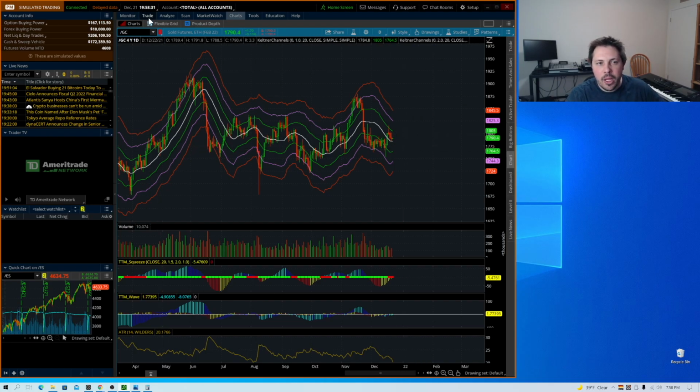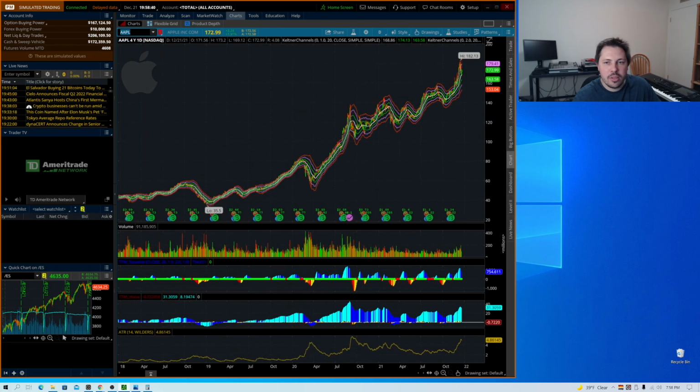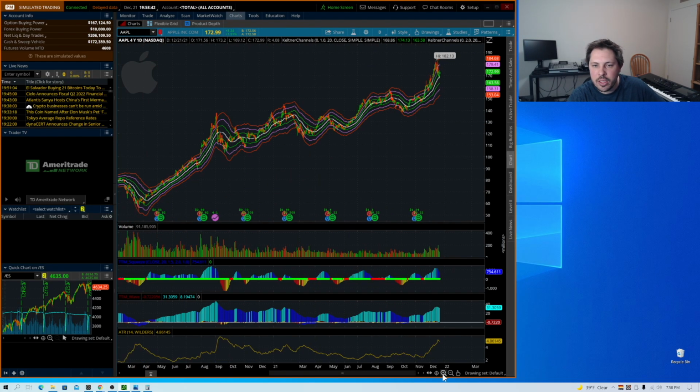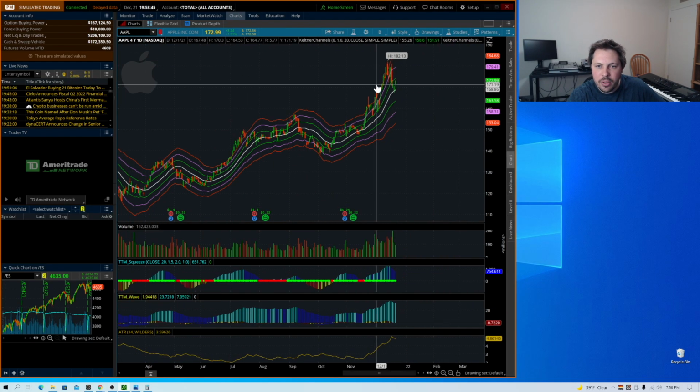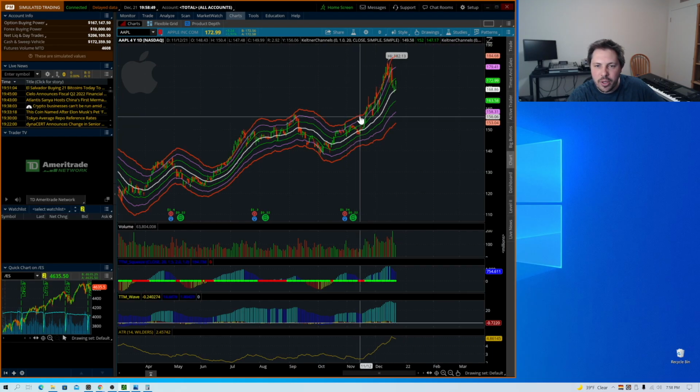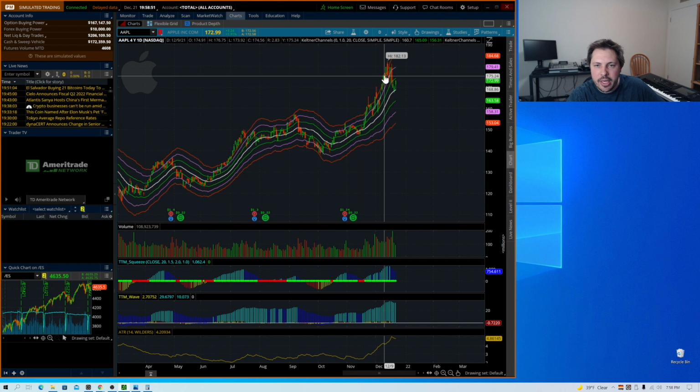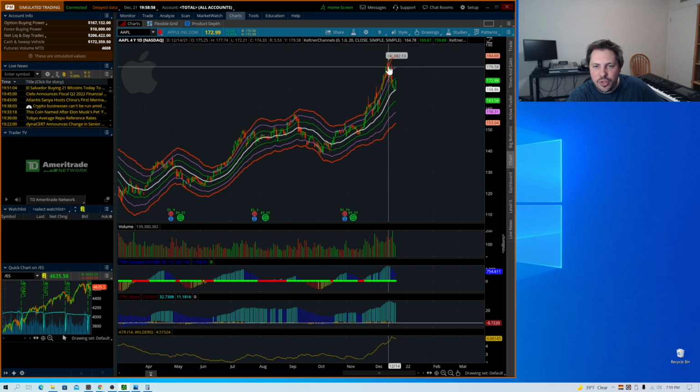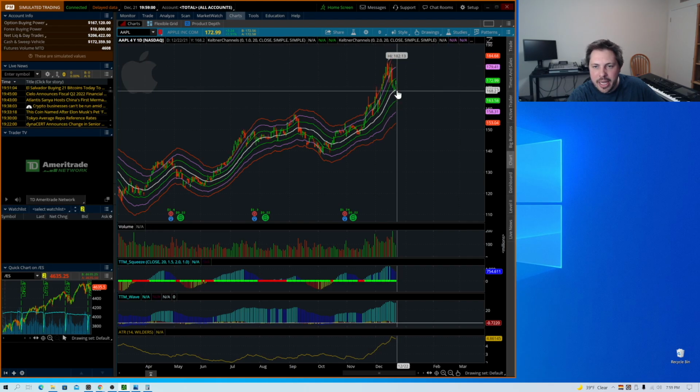So let's take a look at maybe a different scenario here. Let's maybe look at Apple, right? So here's Apple, and Apple has just been on a huge tear, right? It's gone up, it's been riding, it's been accelerating up, right? And now it's dropped back down to the mean, and now it's starting to rise again.